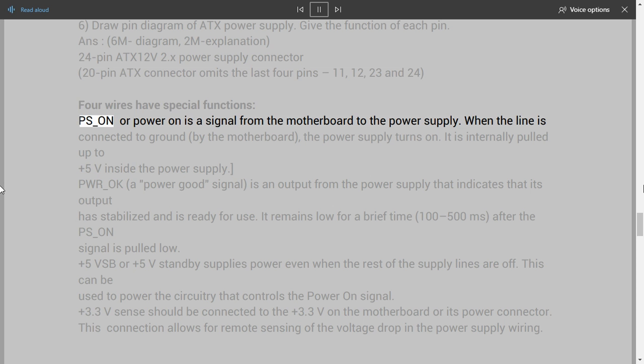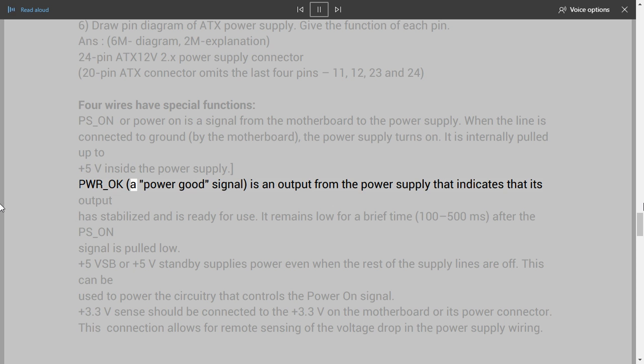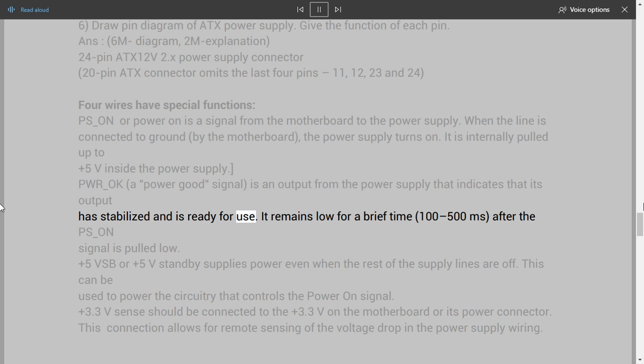functions. PS_ON, or power on, is a signal from the motherboard to the power supply. When the line is connected to ground by the motherboard, the power supply turns on. It is internally pulled up to +5V inside the power supply. PWR_OK, a power good signal, is an output from the power supply that indicates that its output has stabilized and is ready for use. It remains low for a brief time, 100 to 500 milliseconds, after the PS_ON signal is pulled low.